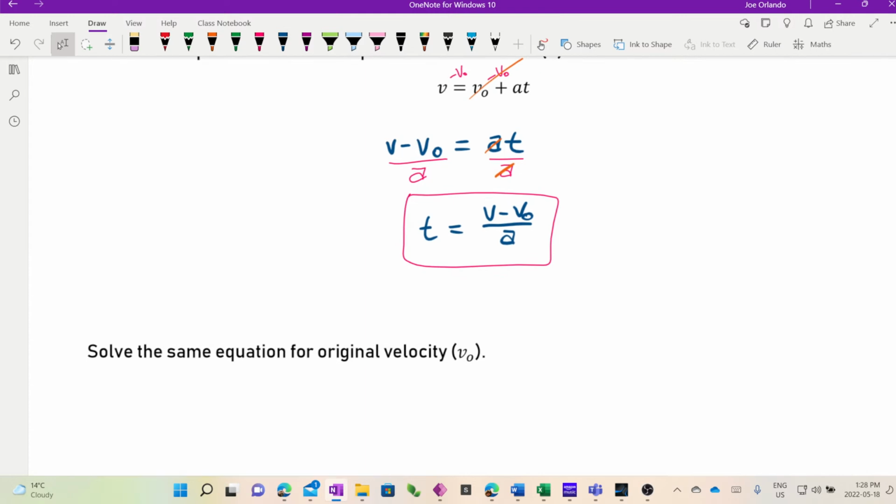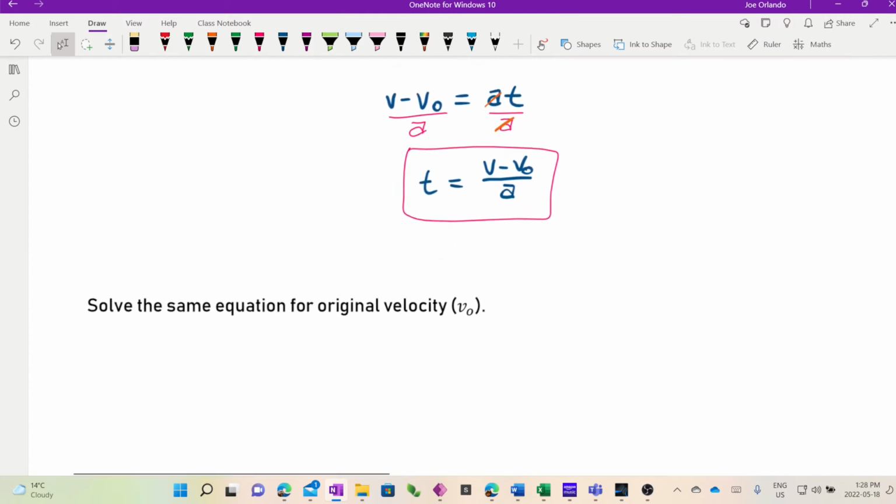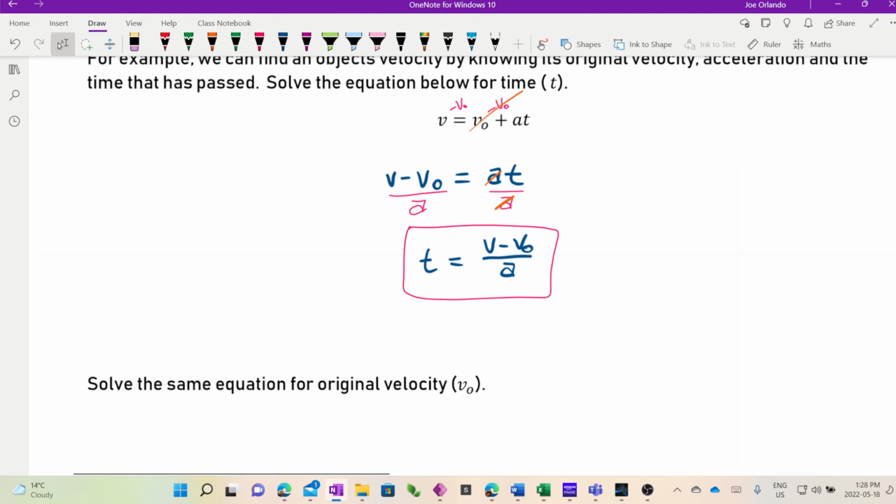All right, I want you to solve this equation for VO. Just do it. Do your best. Good. Then just wait. We'll take it up together. We're doing all right for time. Let's see how many of you I can trick.